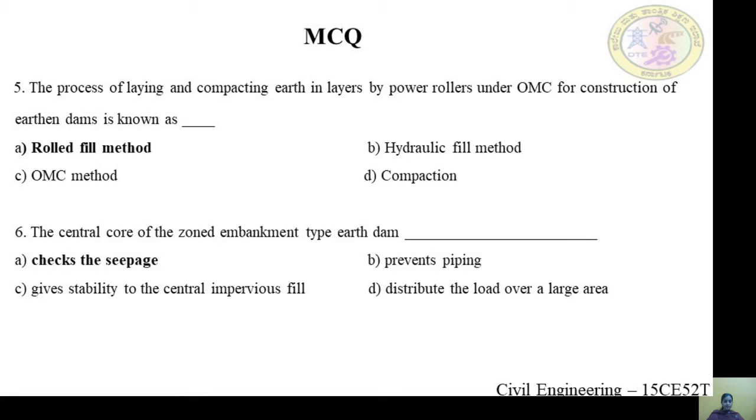The process of laying and compacting earth in layers by power rollers at OMC in the construction of an earthen dam is known as the roll fill method, hydraulic fill method, OMC method or compaction. It is the roll fill method. The central core of the zoned embankment type earth dam checks the seepage, prevents piping, gives stability to the central impervious fill, or distributes loads over the area. The answer is checks the seepage.